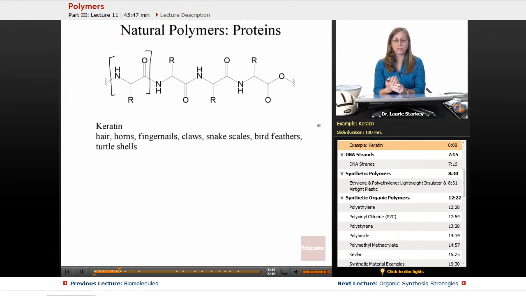And certain proteins also can be used for materials, for structural things that nature builds. For example, keratin is a protein that's used for hair. It's used to build horns, fingernails, claws, the scales that are in snakes and bird feathers, turtle shells. So that's used in a wide variety of natural materials, usually pretty durable materials.